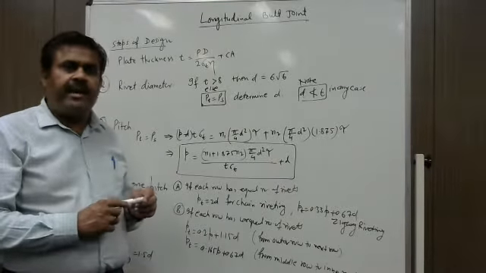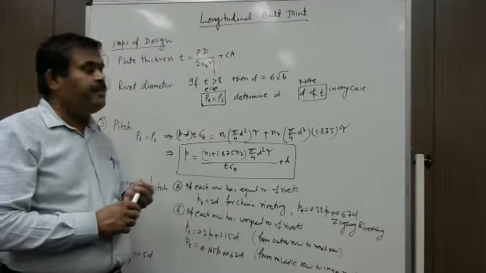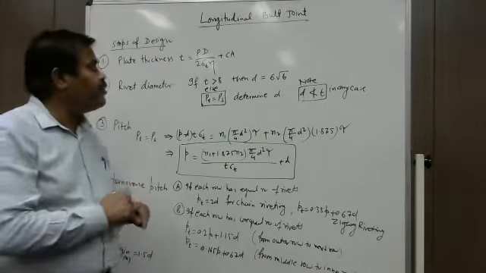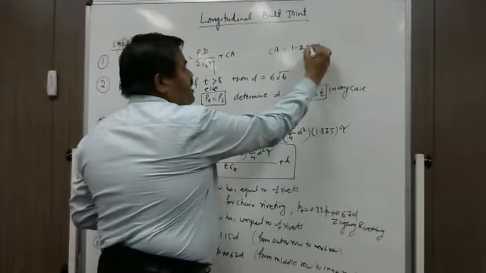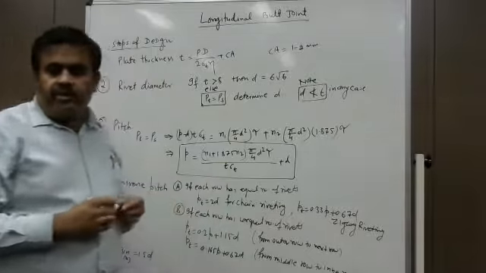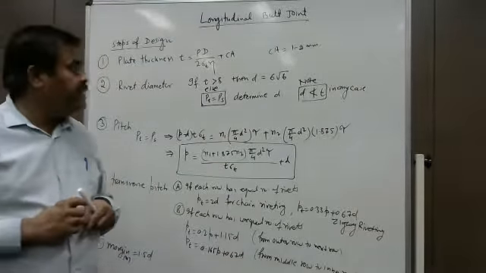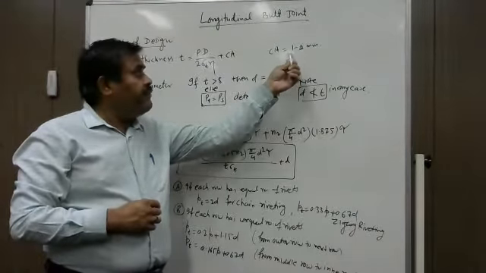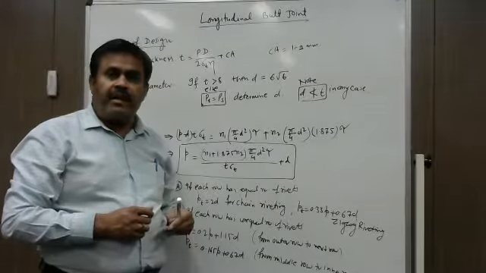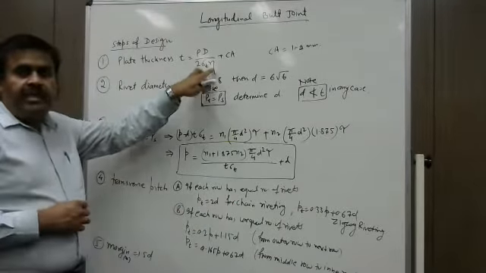Plate thickness is given by t equal to PD divided by 2 sigma_t eta plus Ca. Ca is the corrosion allowance here, and Ca is assumed 1 to 2 millimeter. Because there is a corrosive environment in the boilers, steam is stored at high temperature and pressure. That's why thinning of the plate takes place. To avoid that thinning, we take corrosion allowance between 1 to 2 mm. Here eta is the efficiency of the longitudinal joint.